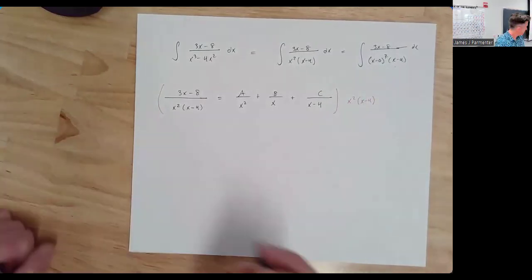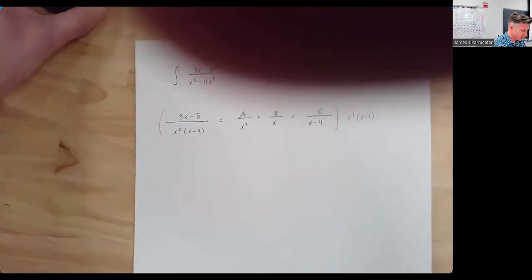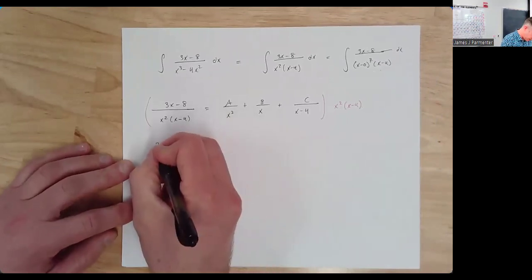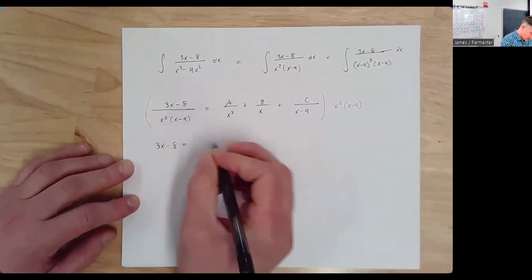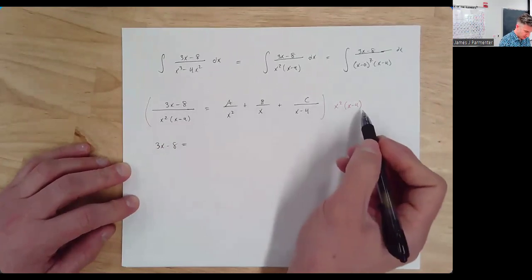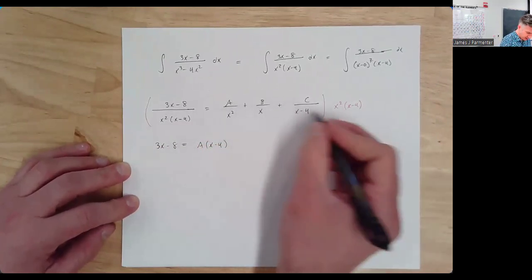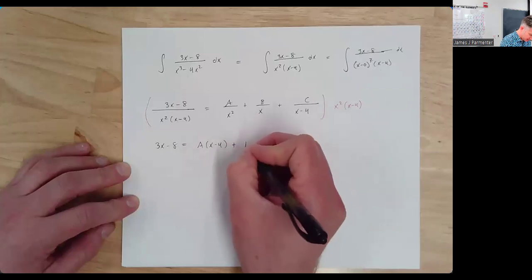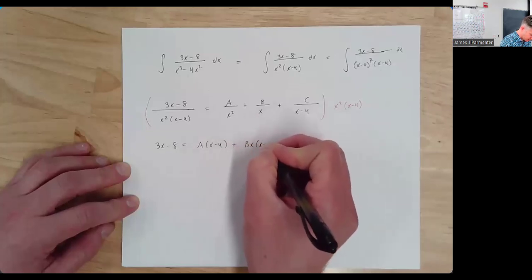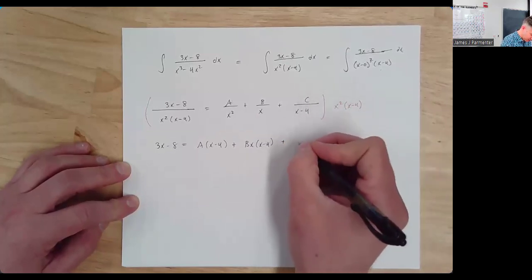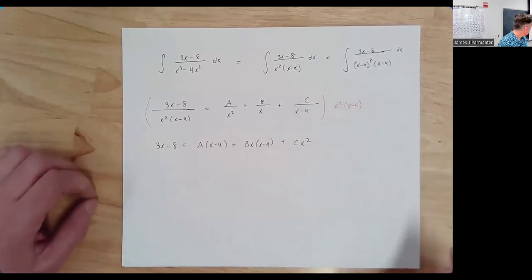So that we're going to get on the left 3x minus 8. On the right, A over x squared times x squared times x minus 4, you're going to get A times x minus 4. And then B over x times x squared times x minus 4 is going to be B times x minus 4, because one of the x's cancels. And C over x minus 4 times x squared times x minus 4 is going to be C times x squared.